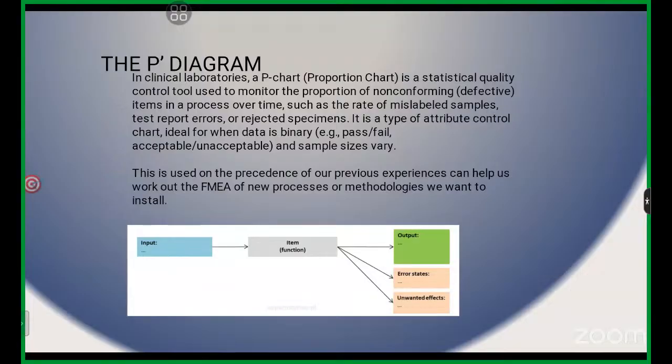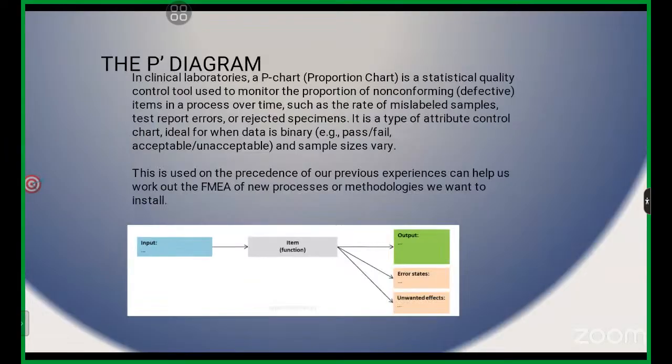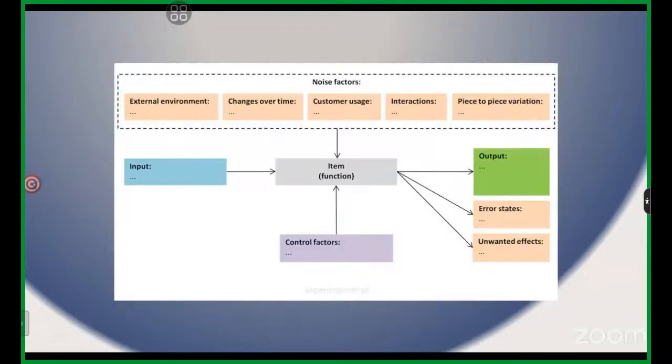If the input is bad, then even if your analytical system is perfect, you'll always bring an output that's defective, where we have error states and unwanted effects. So you have to now analyze the three: the input, the function, and the output.